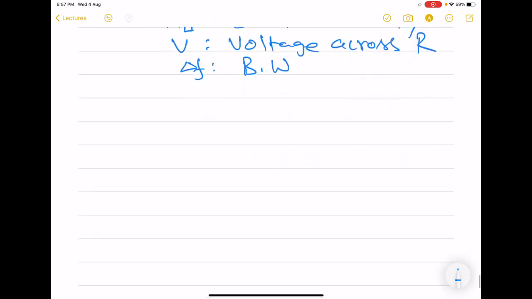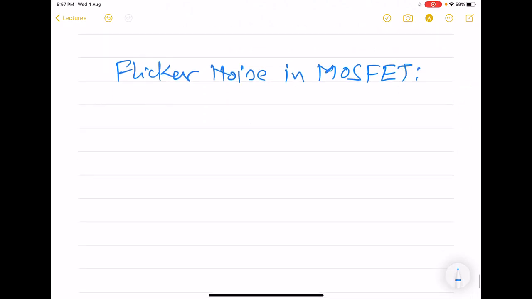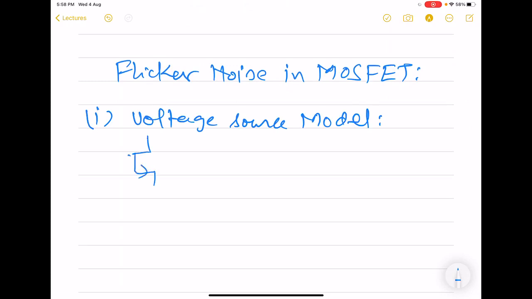Now, what about the flicker noise in MOS? So here, as was the case with the thermal noise, the MOSFET can be modeled in terms of a voltage source or in terms of a current source. So this is the voltage source model of MOS for its flicker noise, and we want to talk about only the flicker noise. So this will be equivalent to a voltage at the gate.